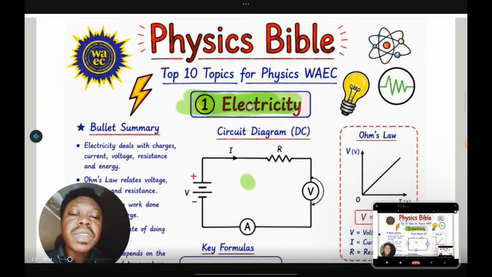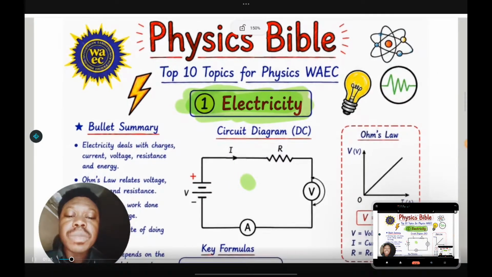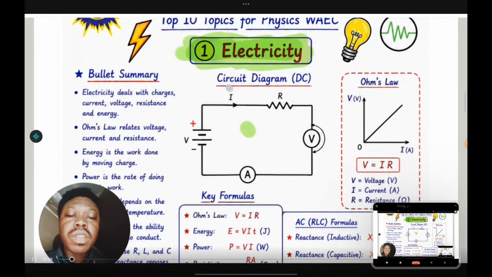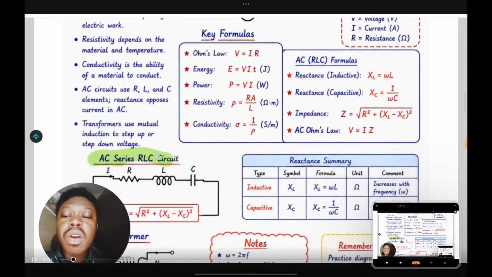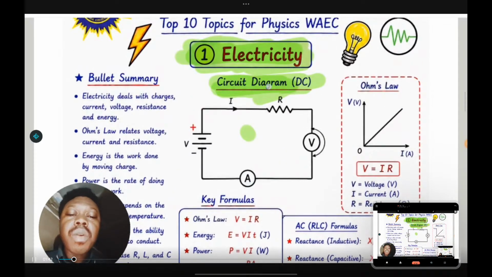So, top 10 topics for physics, WAEC exams, and even NECO exams. Number 1 is electricity. Under electricity, you are expected to know your circuit diagram for direct current, and also your circuit diagram for alternating current. Is that clear? For direct current, most of the components you are going to be seeing are resistors.